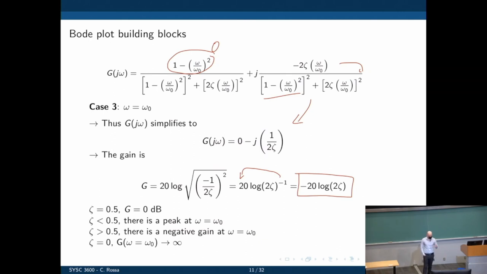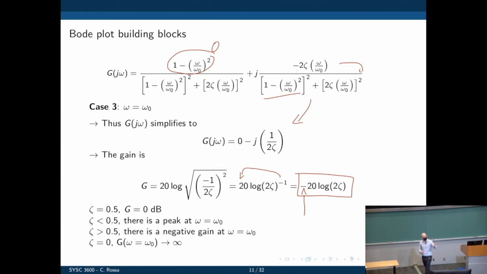If zeta is greater than 0.5, then 2 zeta is greater than 1. And 20 log of something greater than 1 is positive. But because we have a negative sign in front of the 20, if zeta is greater than 0.5, there is going to be a negative gain added to the Bode plot at the cutoff frequency. Conversely, if zeta is smaller than 0.5, then 2 zeta is smaller than 1. 20 log of something smaller than 1 is negative, multiplied by the negative sign becomes positive. So there is a positive bump in the Bode plot.